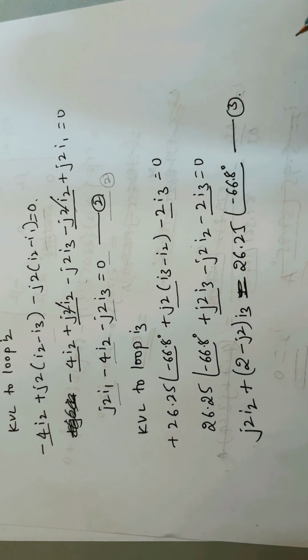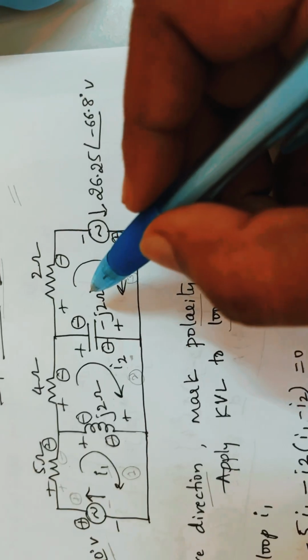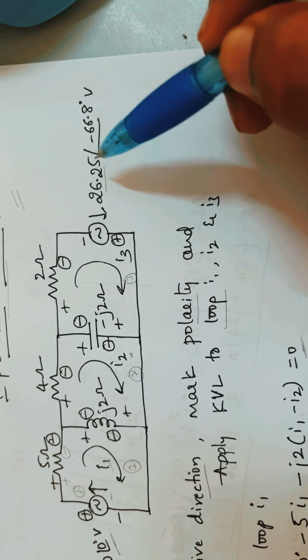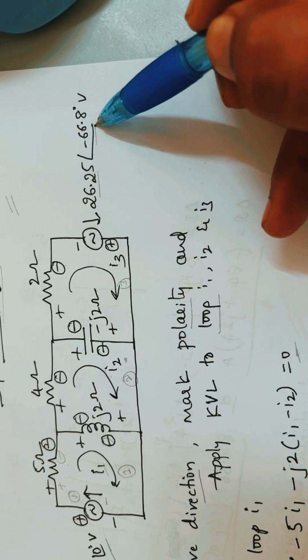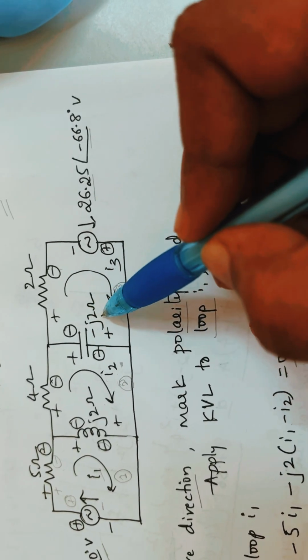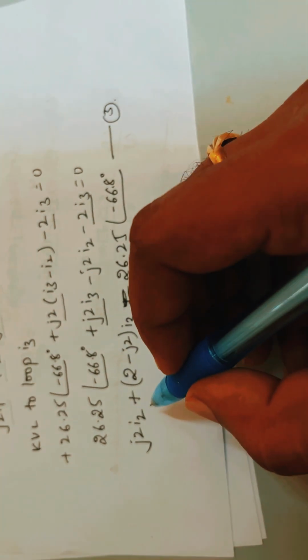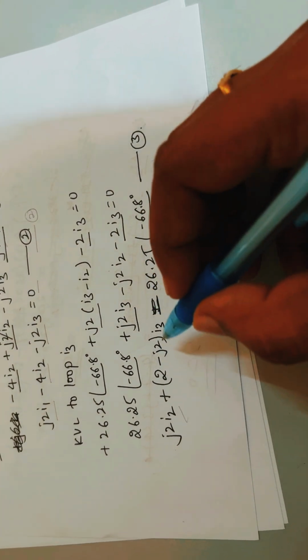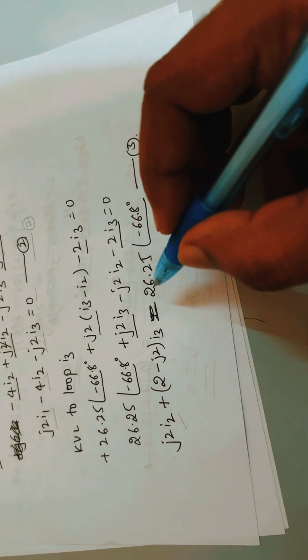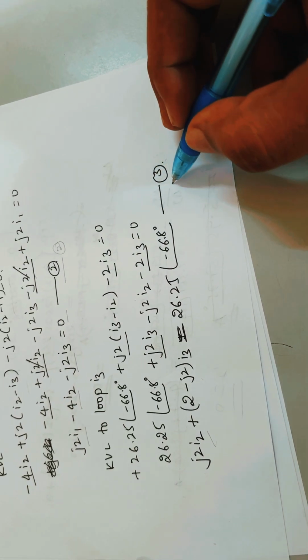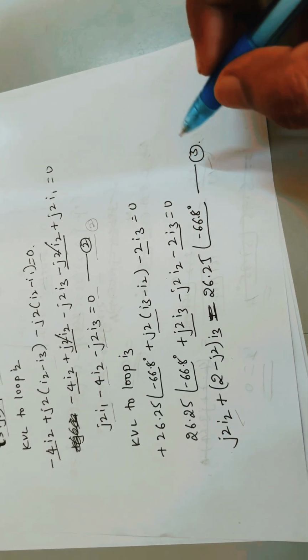Similarly, you can see here, applying KVL to loop 3, minus 2 I3 plus 26.25 at an angle of minus 66.8 degree, minus into minus plus j2 into (I3 minus I2). After simplifying, you will get j2 I2 plus (2 minus j2) into I3 equals 26.25 at an angle of minus 66.8. You can give this as equation number 3.